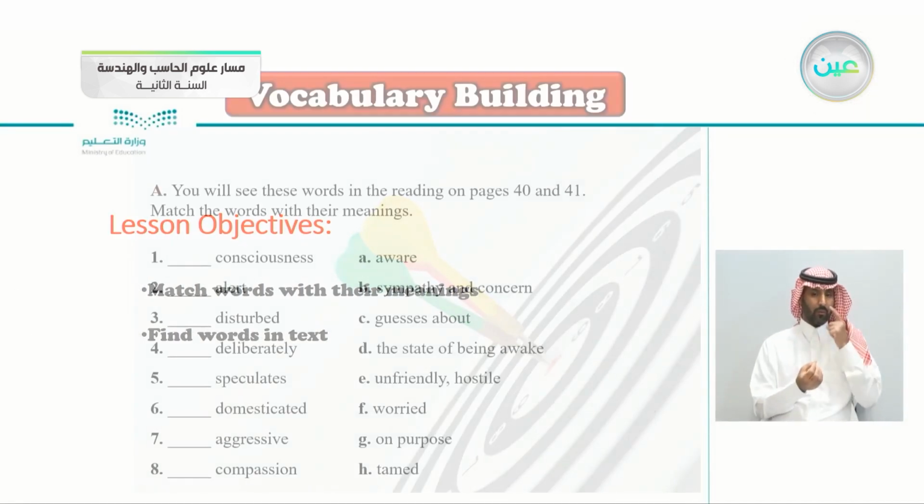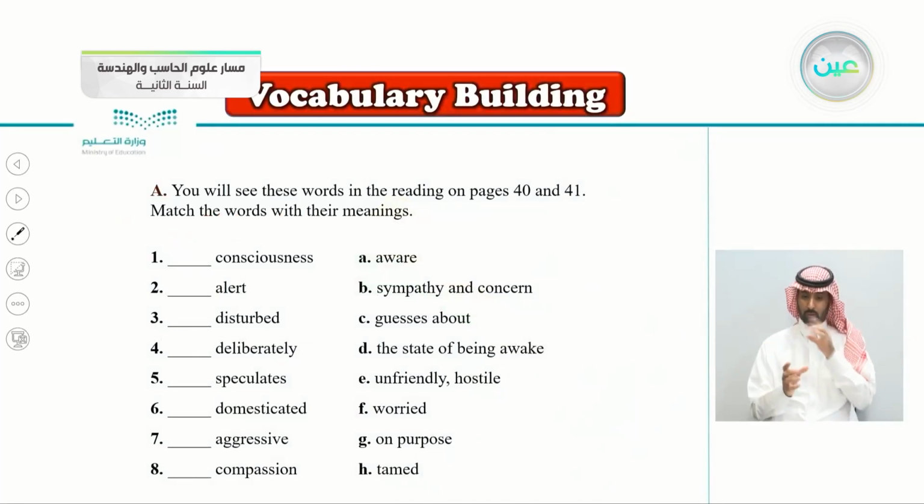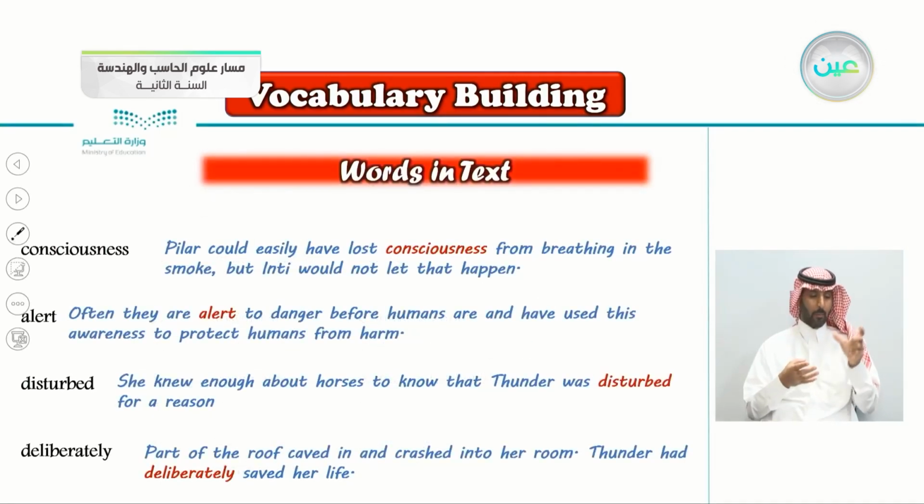Find words in the text. So we have these words. Number 1, consciousness, alert, disturbed, deliberately, speculates, demonstrated, aggressive, and compassion. And we have to match them with the meanings here from A to H. You will see these words in the reading on pages 40 and 41. Match the words with their meanings. But before we do that, let's see them in the text.